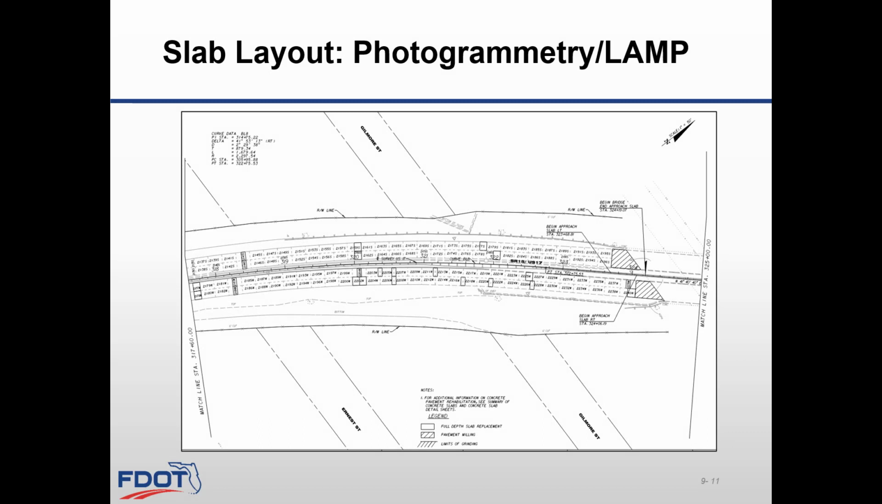In addition to obtaining slab thickness, it is very important to get all slabs inventoried and numbered, so the existing joints are clearly shown in the plans. There are a variety of methods that can be used to obtain this information.